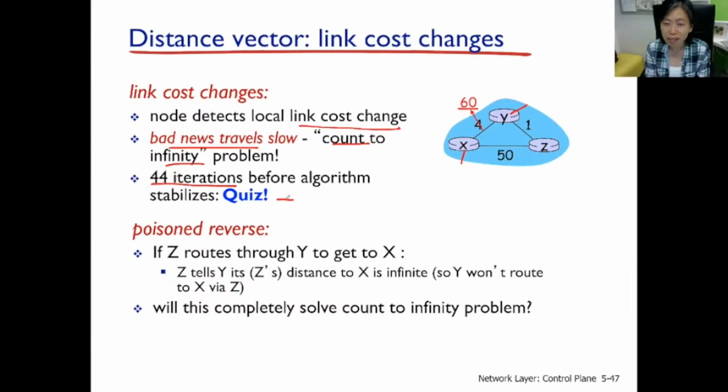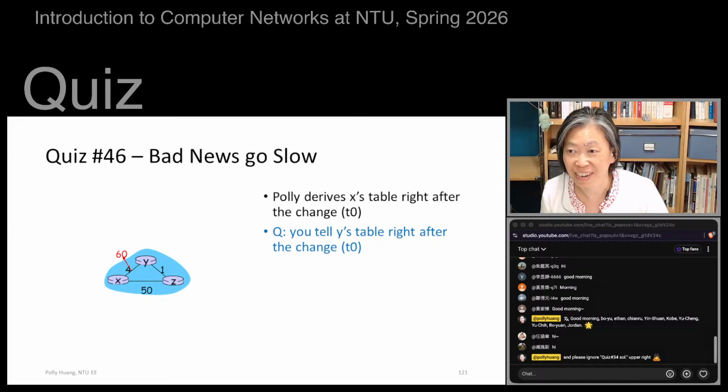Now let's go to a quiz to see what's going on there. All right, this is the quiz. We'll go through this example and experience bad news travels slow. It's the same network you saw showing good news travels fast, but the link cost changes now from a shorter distance to a longer distance, which is the bad news. So Polly will show the table here, so that later on you will see that the result is this. Later on you would develop y's table, dy in particular, so get these two values.